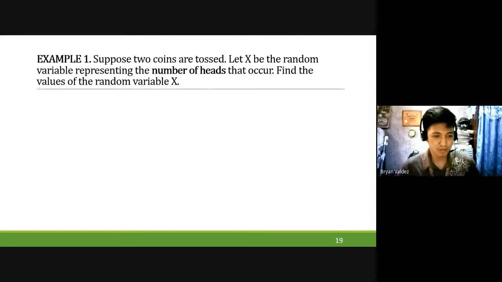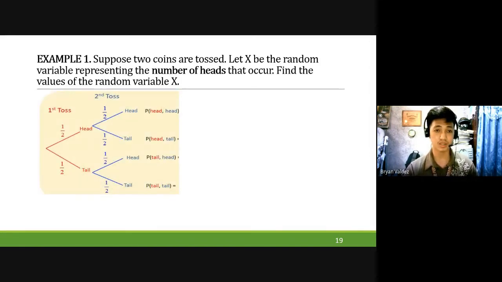Okay, so example number 1, suppose two coins are tossed. Let variable X, capital X, be the random variable representing the number of heads that occur. Find the values of the random variable X. Okay? So, yung variable X natin dito, nagre-represent siya ng number of heads ng isang event. So, ang experiment natin dito ay magtotos daw tayo ng dalawang coins and then we are going to identify the number of heads on the possible outcomes given.